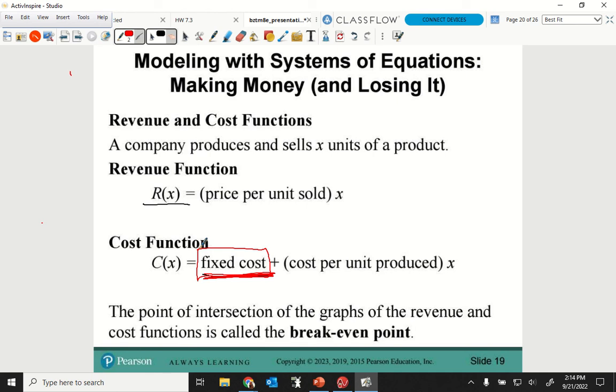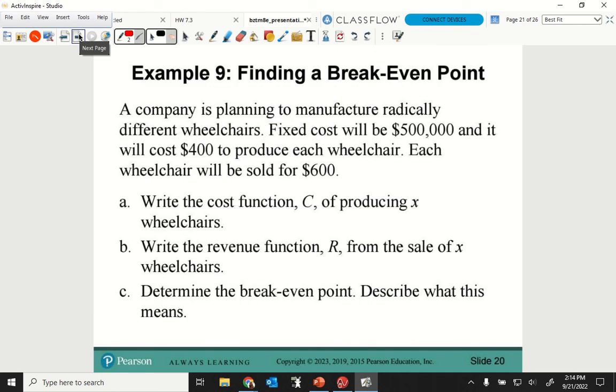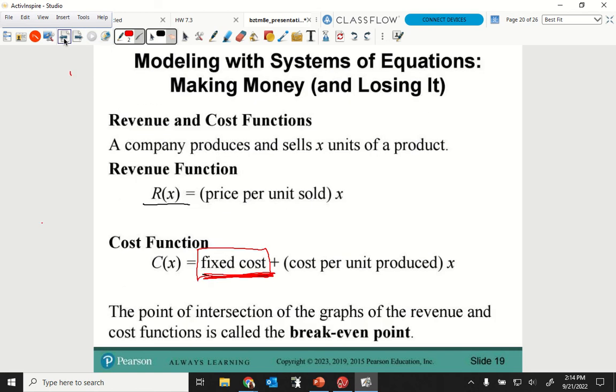So that's what they did by taking care of their fixed cost, which is our initial investment, and then cost per unit produced. So they don't have to do the fixed cost every time anymore, because they already have their buildings built. So right here it says finding a break-even point. Now on the bottom, the point of intersection, where those two lines cross, the graph of the revenue and the cost function, is called the break-even point.